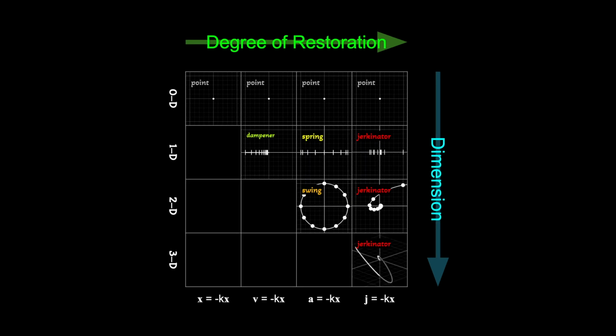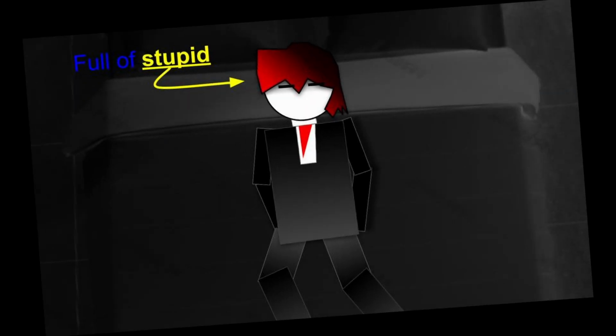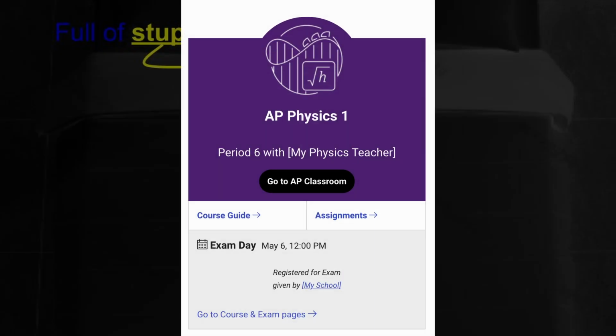On the other hand, anything on the left side of this diagram requires losing energy, and this is bullshit. This whole thing is bullshit. Wait, what do you mean the AP test is in 3 weeks?